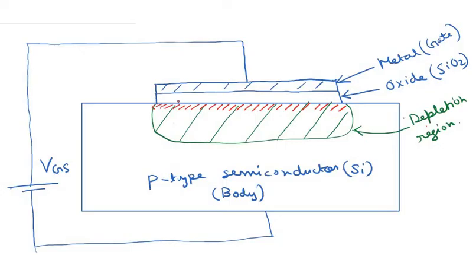Further increase in VGS beyond this point basically attracts electrons, and a very thin layer of mobile electrons is created at the surface. These electrons do not come and sit in any particular atom or in any particular ion. These electrons form a very thin layer at the surface. This layer of electrons is mobile and they are present exactly at the surface.